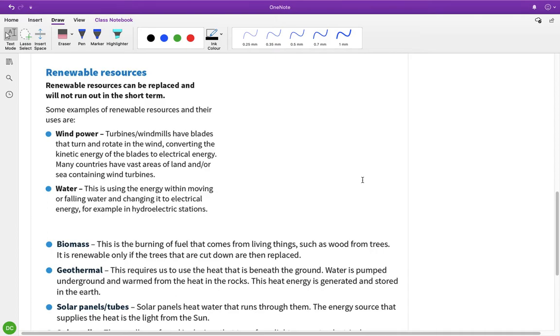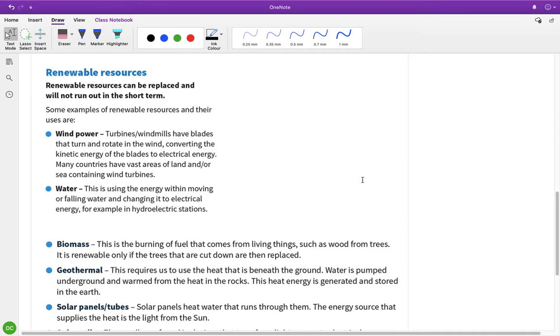But essentially, it is just a big windmill. The wind catches in the blades of the windmill and it moves them. Moving energy, as we discussed before, is called kinetic energy, and then that kinetic energy is converted into electrical energy, and it can be used in our homes to turn your lights on.